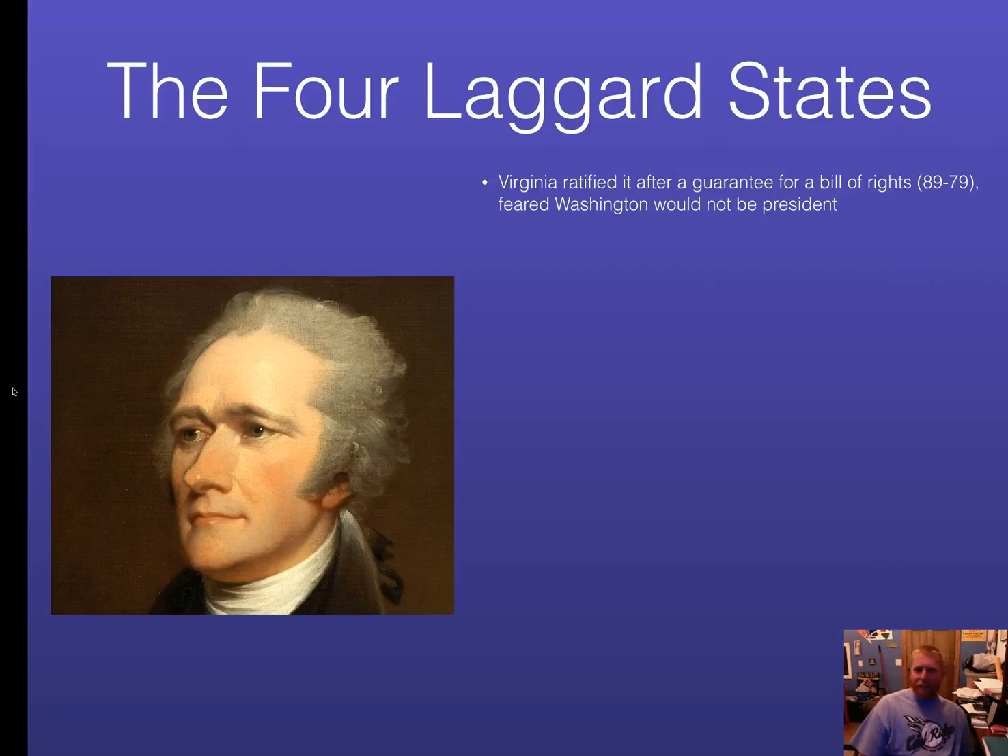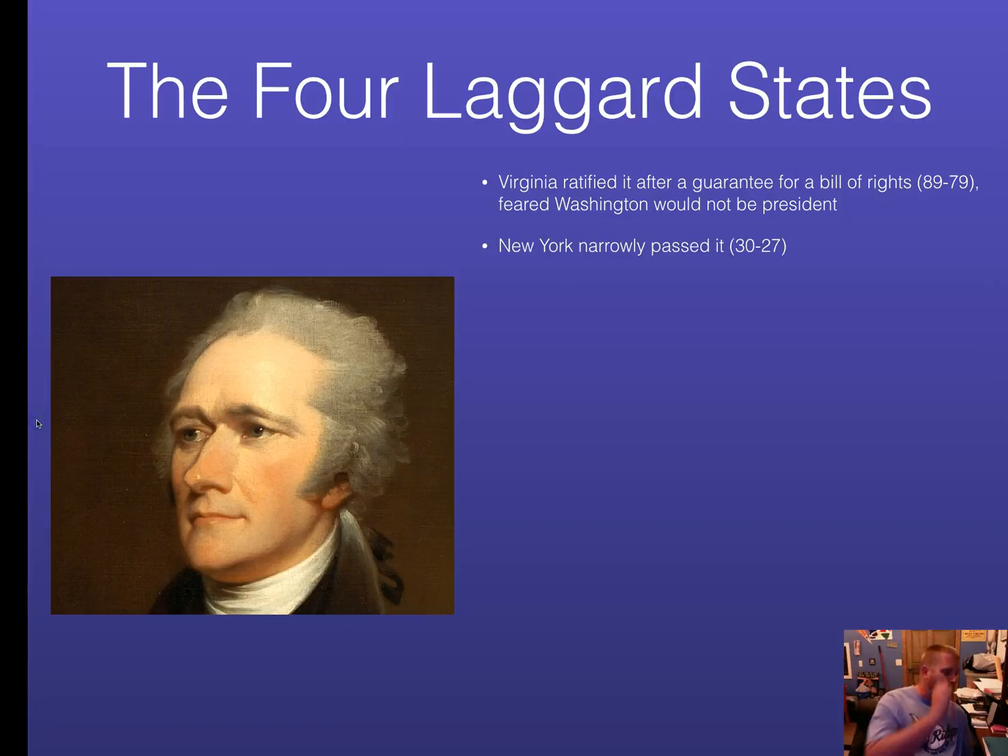Virginia finally passed and ratified the Constitution after a guarantee of a Bill of Rights, by 10 votes. They also feared that, because they were already in the process of forming a national government, George Washington, the natural choice for this new executive position called the president, would not be elected. So to ensure Washington won, Virginia kind of rushed this through, with the promise of the Bill of Rights.